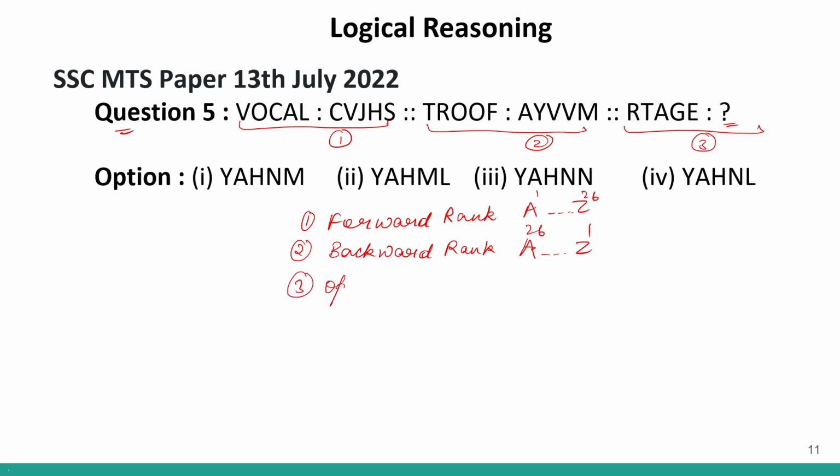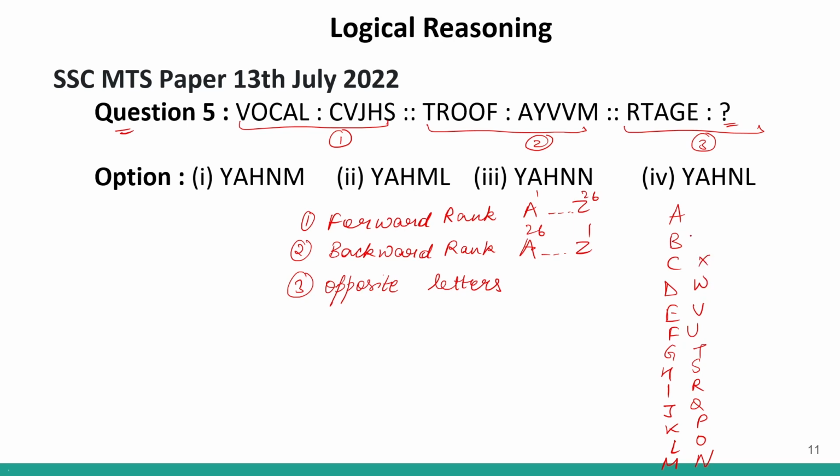Then third concept was of opposite letters. What do you mean by opposite letters? Opposite letters basically means if we have A, B, C, D, E, F, G, H, I, J, K, L and M, then I'll write N, O, P, Q, R, S, T, U, V, W, X, Y, Z like this. So A would be Z's opposite letter, B would be Y's opposite letter, similarly M would be opposite to N. This is the concept of opposite letters.